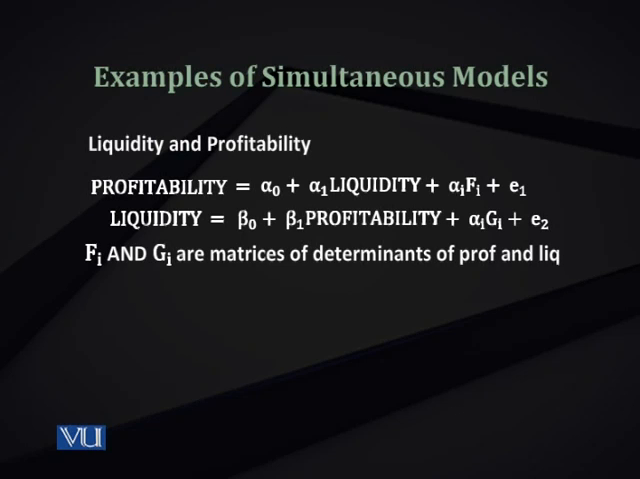So G1, G2, G3 may be some factors that are affecting liquidity but not affecting profitability. They may be common variables as well. So as profitability is dependent on liquidity and several other variables, and liquidity also is dependent on profitability and several other variables, these several other variables may contain variables that may affect only profitability or only liquidity, but you may have common variables as well. Some variables may affect both liquidity and profitability.